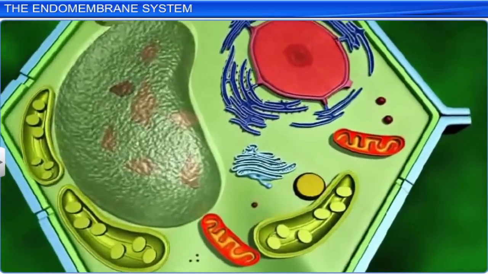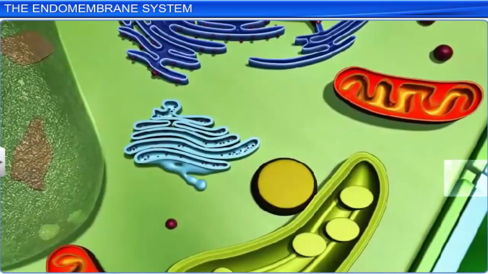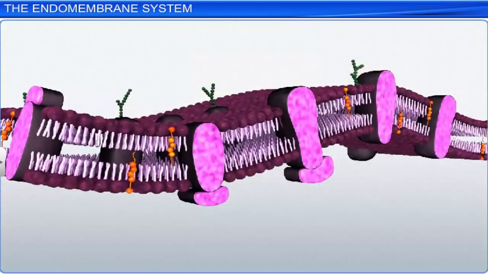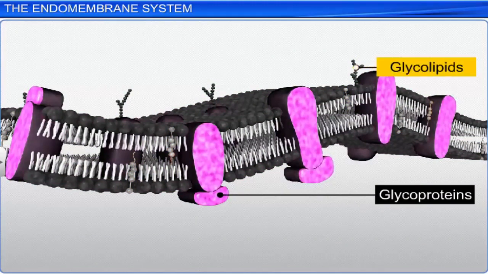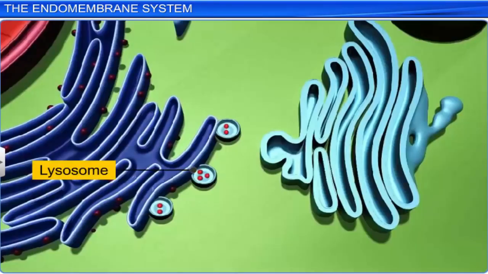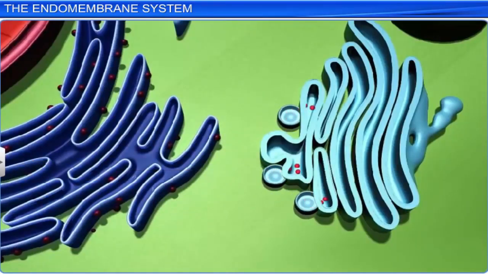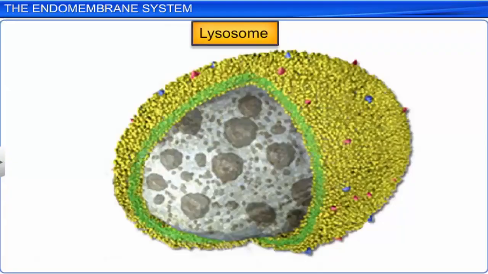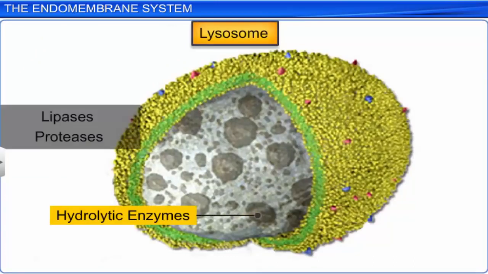In addition to being a packaging and forwarding center, the Golgi apparatus is an important site for the formation of glycoproteins and glycolipids that form a part of the plasma membrane. Lysosomes, another member of the endomembrane system, are single-membrane vesicular structures formed during the packaging process in the Golgi apparatus. They contain hydrolytic enzymes such as lipases, proteases, and carbohydrases that digest lipids, proteins, and carbohydrates, and also nucleic acids.